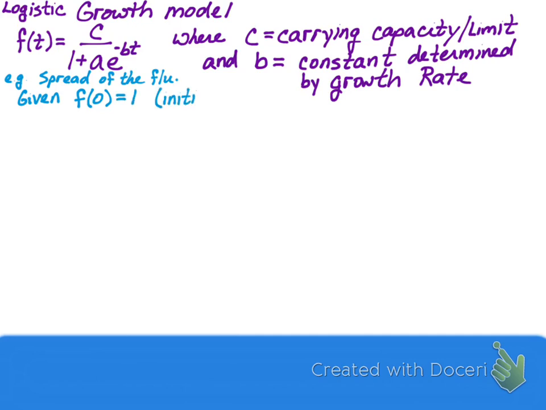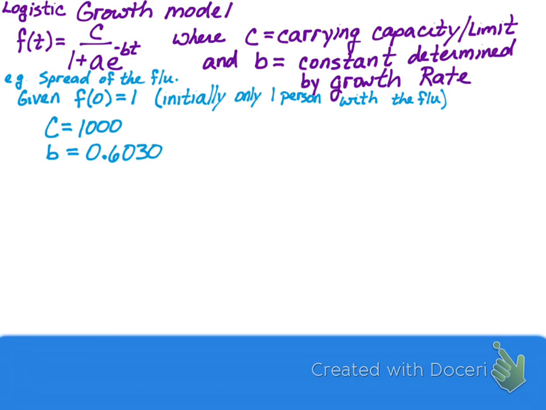We know that f sub 0 equals 1. This is saying initially only one person has the flu. And we are also given that our population has 1,000 people in it. So the most number of people that could get sick is 1,000. So that's my carrying capacity. B is given to us as 0.6030. So that is how the flu is going to spread.